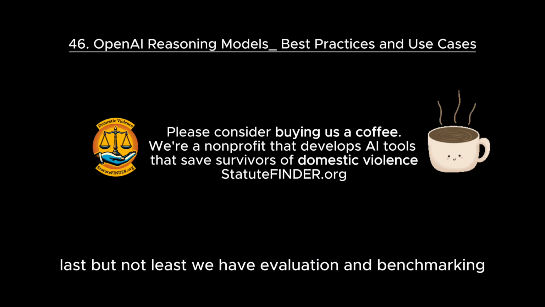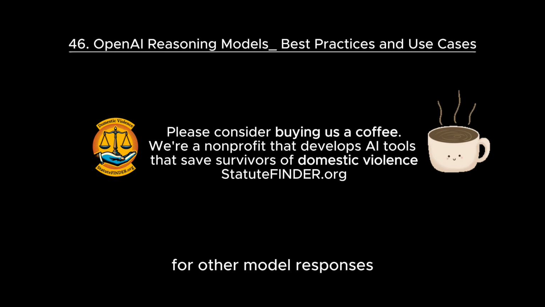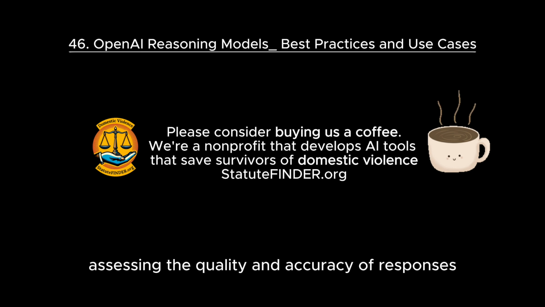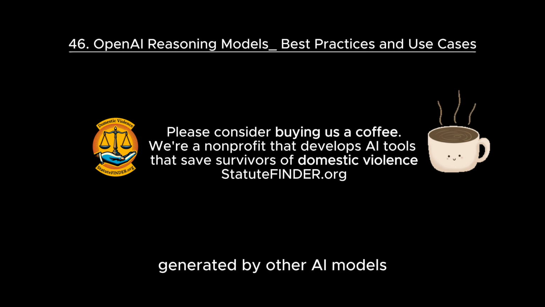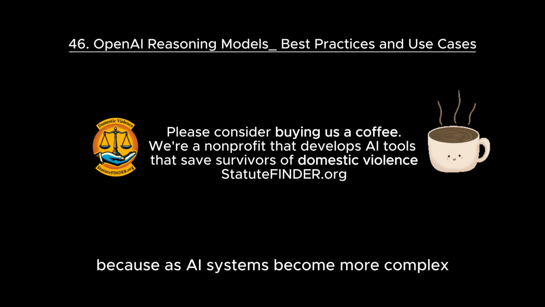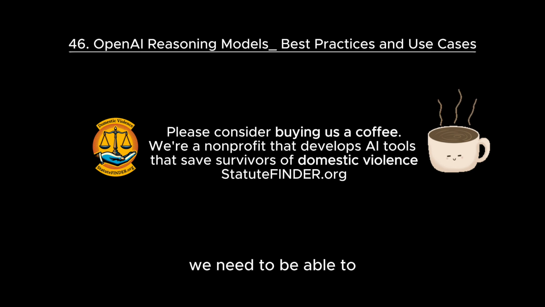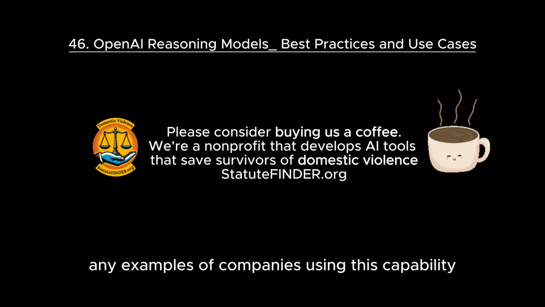Last but not least, we have evaluation and benchmarking for other model responses. Reasoning models can act as judges, assessing the quality and accuracy of responses generated by other AI models. So they're like the quality control experts, making sure that all the AI models are performing at their best. Exactly. And this is crucial because as AI systems become more complex and integrated into our lives, we need to be able to trust their responses and decisions. Are there any examples of companies using this capability?